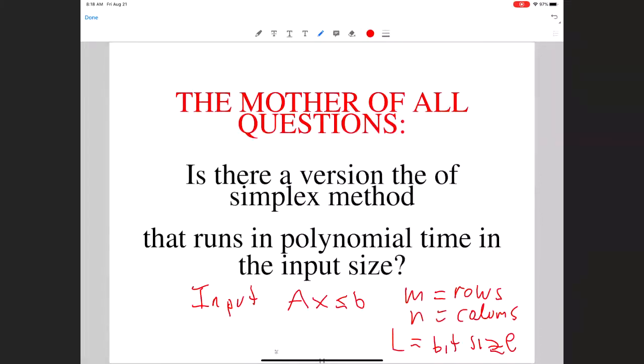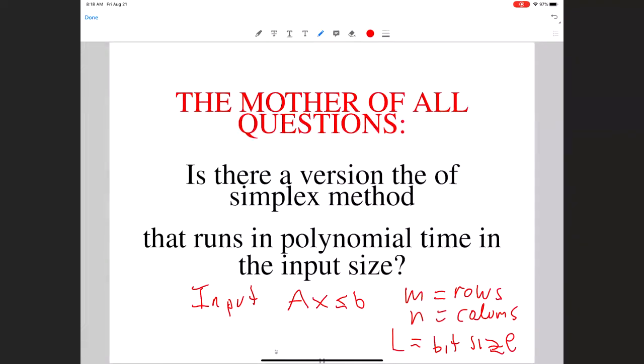And in fact, people would like to know whether there are strongly polynomial time algorithms. So in other words, that they run polynomial in M and N alone. They don't need to use L. But we don't know that either, right? In general, there are some cases we know, but we don't know in that general. In fact, let me say the following.